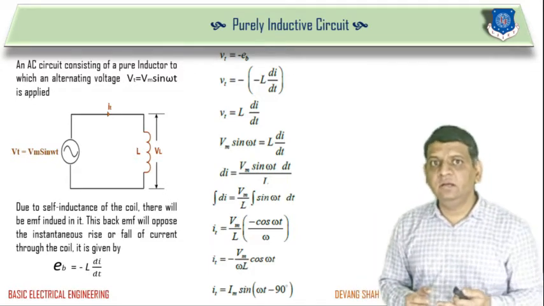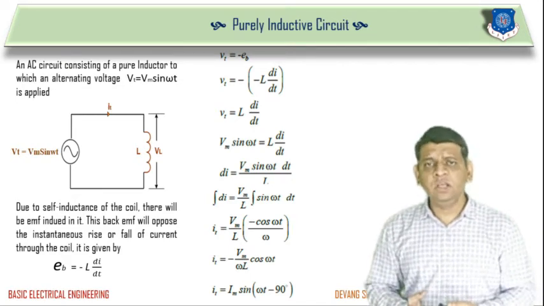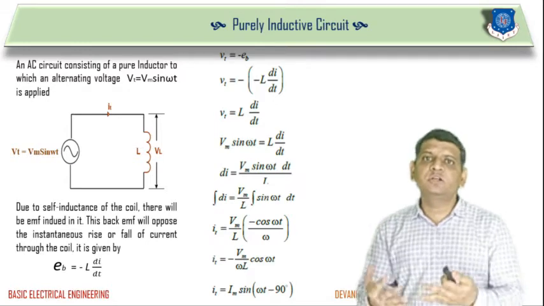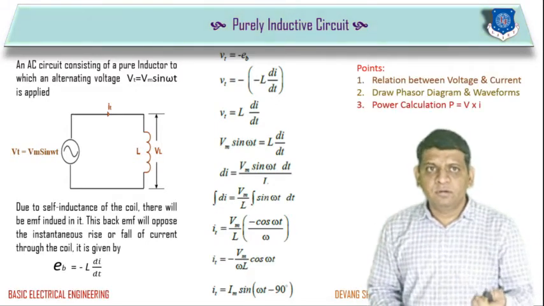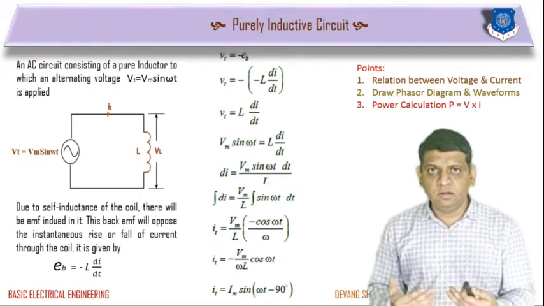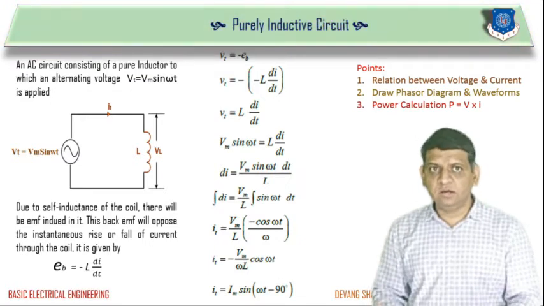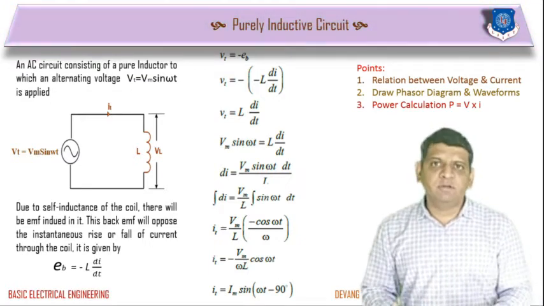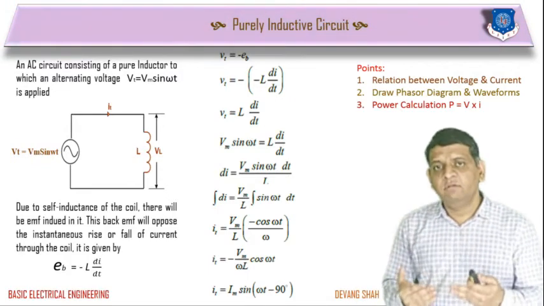You can see here the integration of di, because my job is to find the current. There are 3 points. The first point we define is the relation of voltage and current. Again, here you have to also define the phase difference between voltage and current. Then draw the waveform and phasor diagram, and the power calculation. P is equal to V into I.